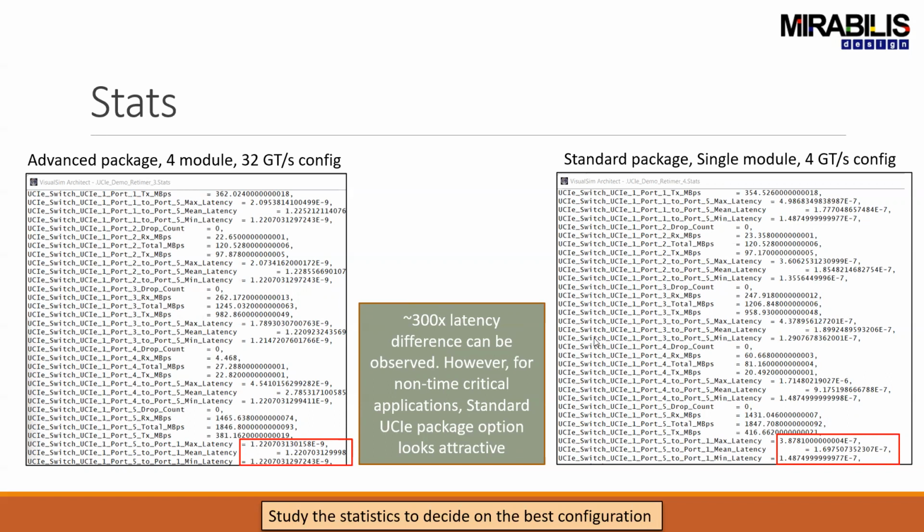So really, you have to consider your application, your use case, your traffic to really understand which one do I need. Of course, there's a considerable amount of cost and power differences between the two. So in this case, for example, it could be that if it's a non-time critical application, the standard package might be a more than sufficient option, which means that you could be saving considerable amount of die space, power, and the UCIe lanes as well. So really, the statistics need to be studied to come up with what's the best configuration.